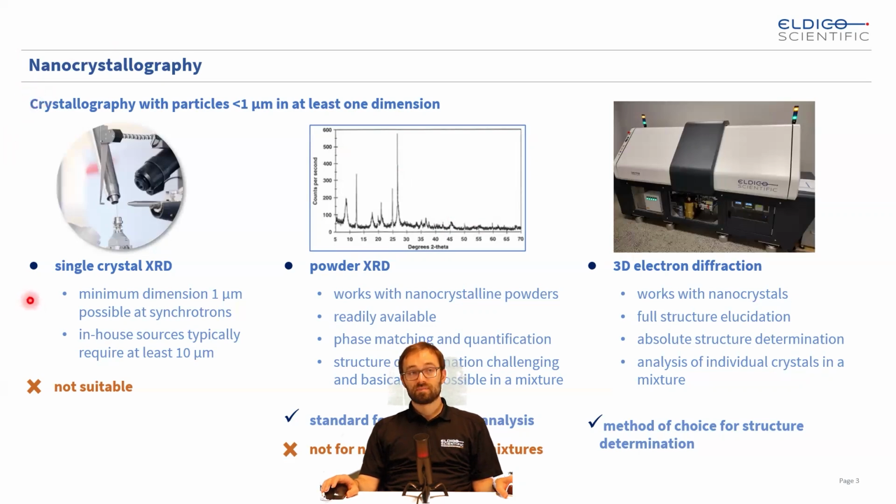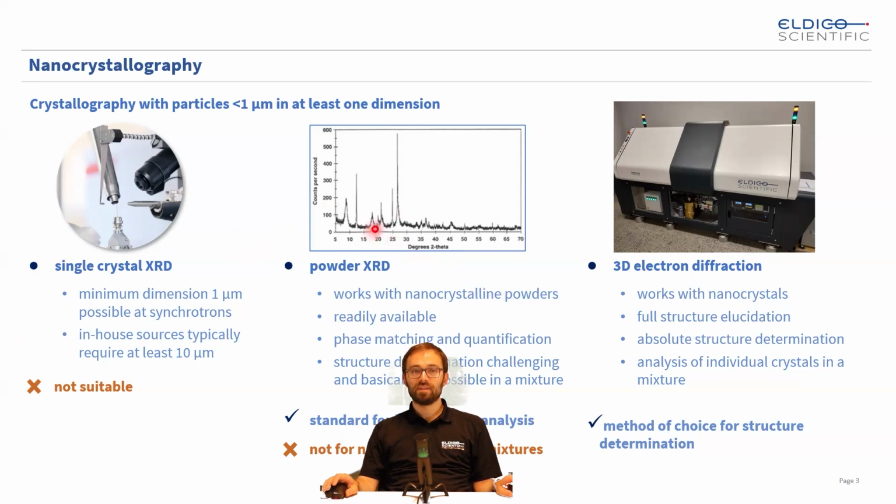So, of course, the standard method for structure determination, single crystal XRD, requires a certain crystallite size, which is usually around a minimum dimension of 1 micron at synchrotrons. But if you go to in-house sources, then you typically require crystals that are at least 10 micrometers in size. So single crystal XRD is just not usable for nanocrystals.